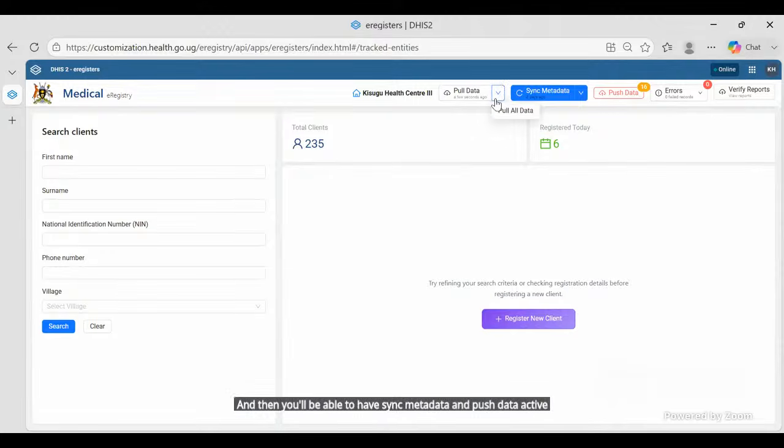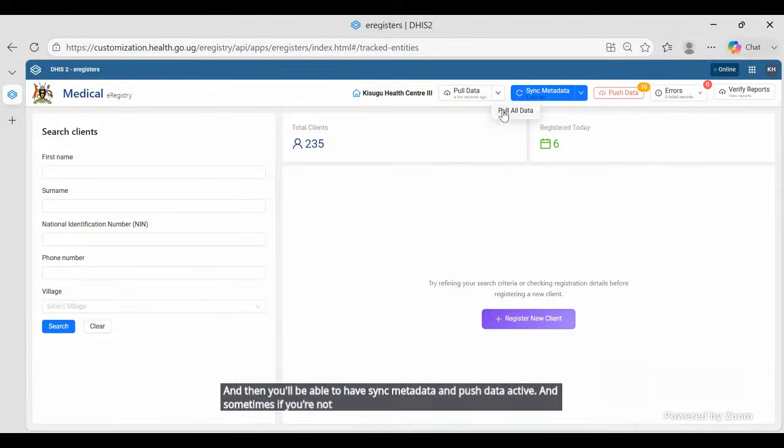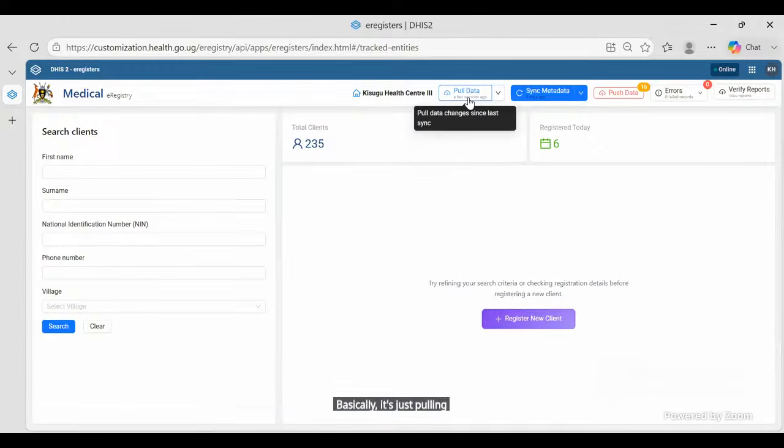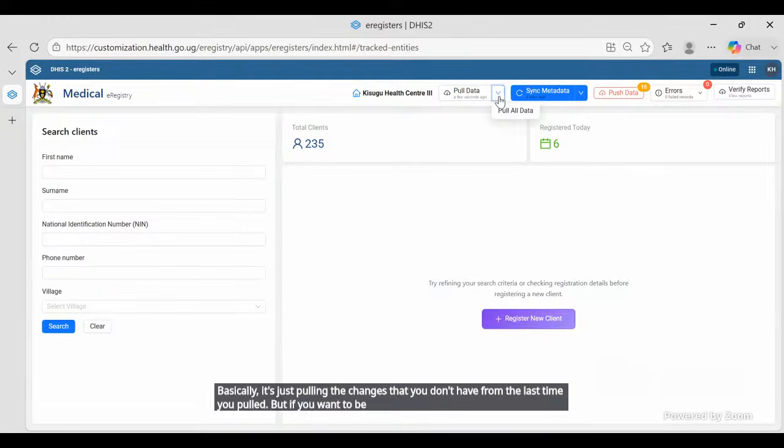Sometimes if you're not pulling all the data, that may also be a problem. So I'll just go over this quickly. Pull data will give you data from the last time you pulled. Basically, it's just pulling the changes that you don't have from the last time you pulled. But if you want to be sure that you've received all the data, then go to this drop down arrow and say pull all data.